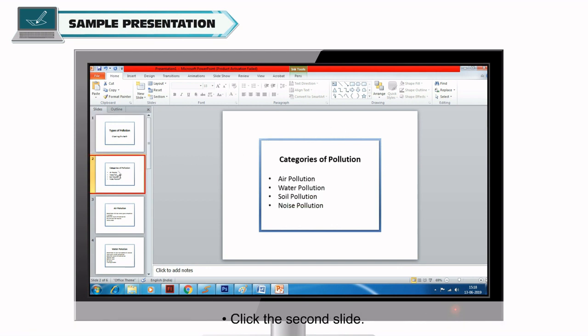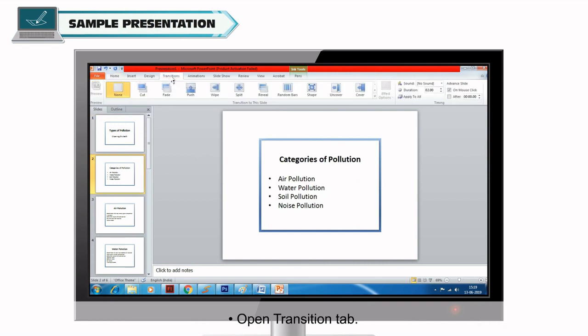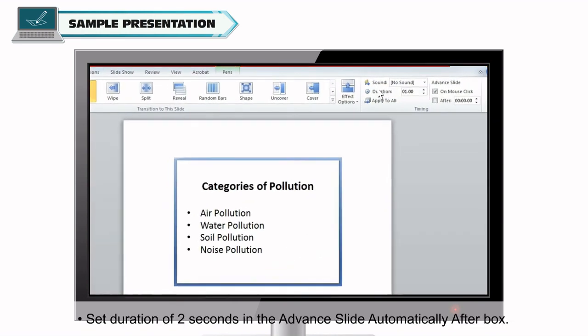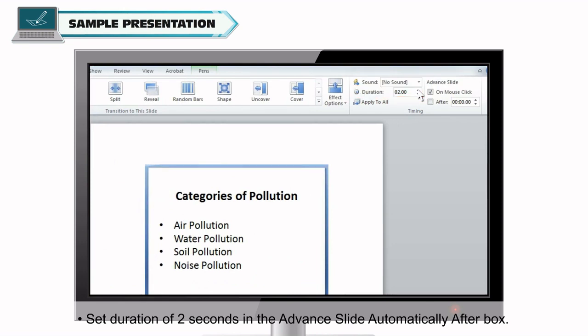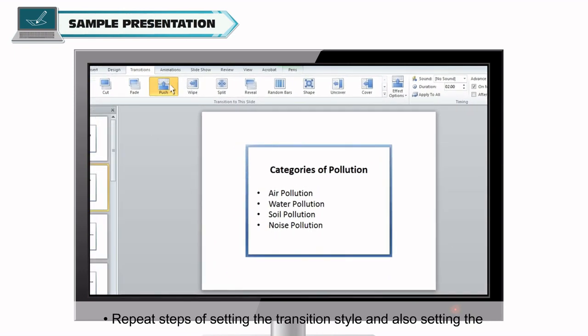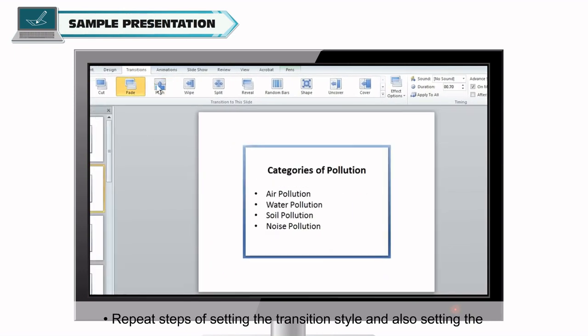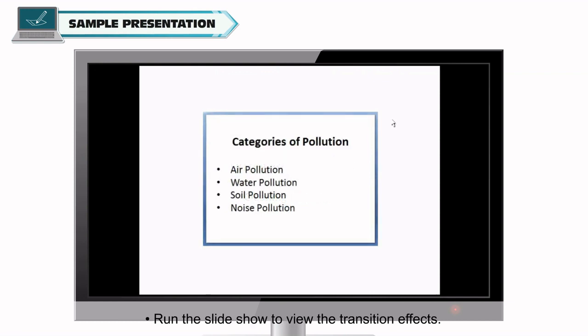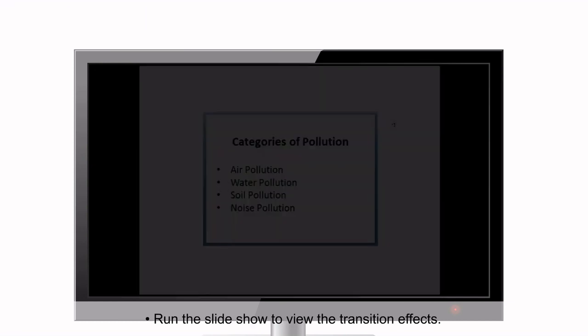Click the second slide. Open Transition tab. Select any transition style from the Transition to this slide group. Set duration of 2 seconds in the Advance slide automatically after box. This will advance your slide automatically after 2 seconds. Repeat steps of setting the transition style and also setting the duration as previously done for each slide. Run the slideshow to view the transition effects.